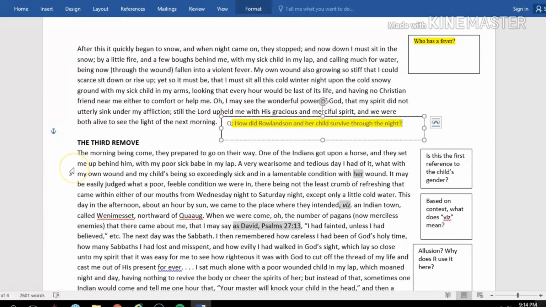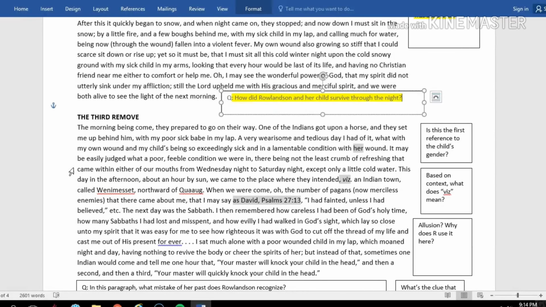I sat much alone with poor wounded child in my lap, which moaned night and day, having nothing to revive the body or cheer the spirits of her. But instead of that, sometimes one Indian would come and tell me one hour that your master will knock your child in the head, and then a second, and then a third, your master will quickly knock your child in the head.